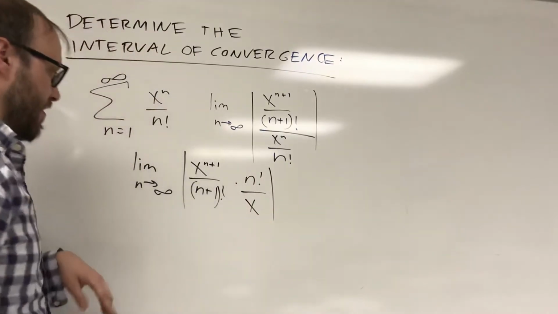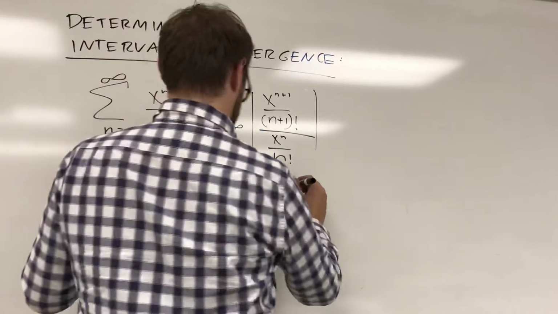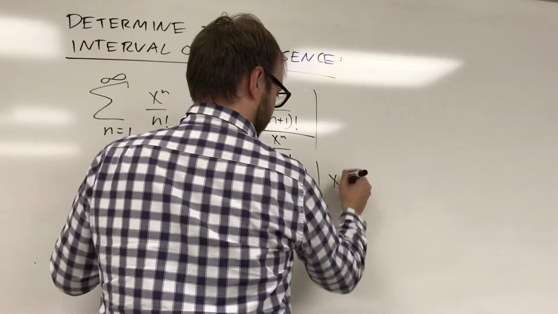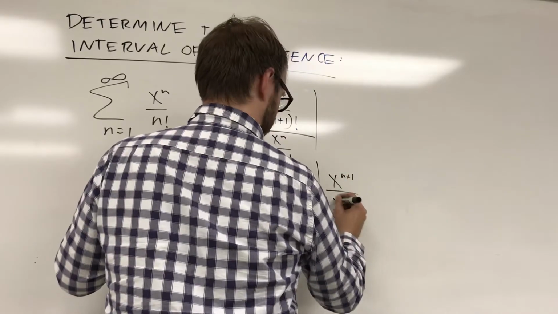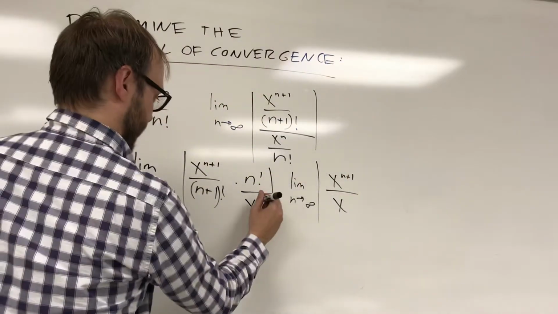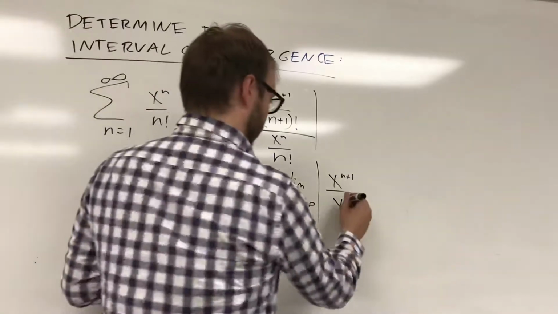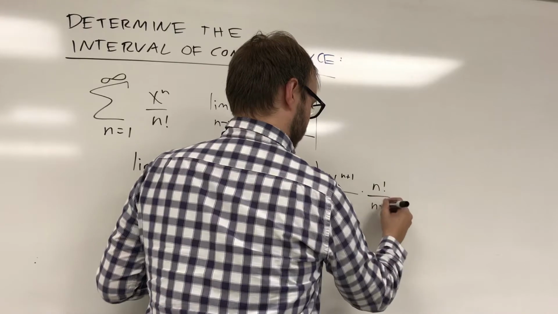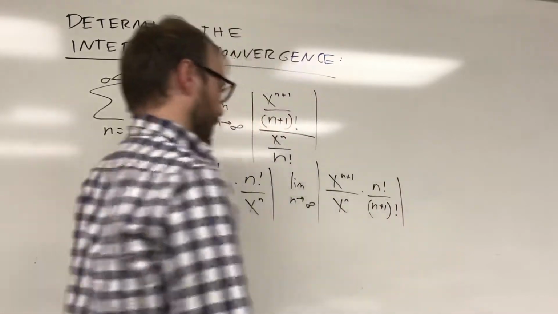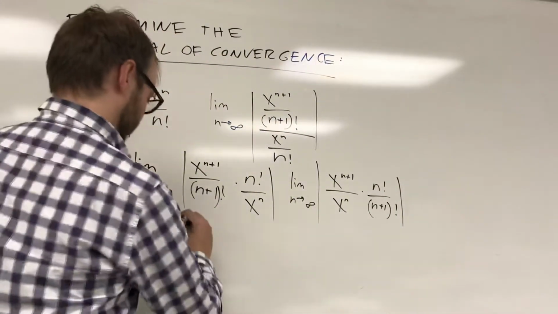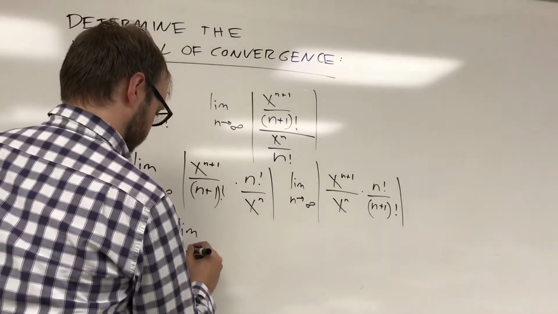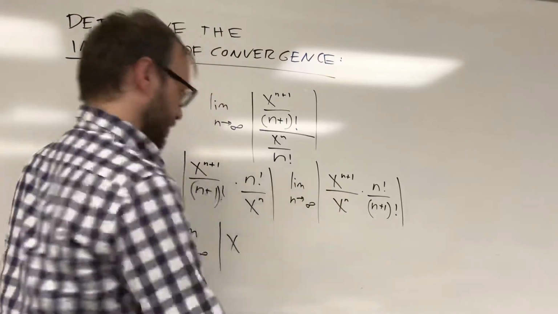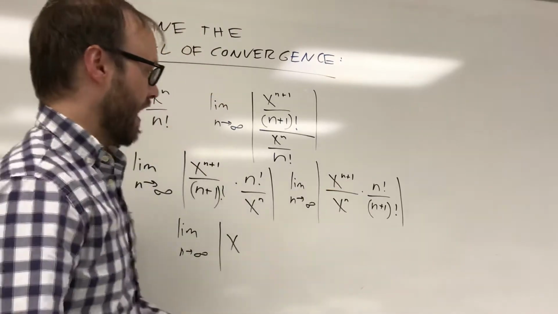And anyway, if you do a little simplifying here, you get the limit as n approaches infinity, and you can kind of group things. You've got an x to the n plus 1 over an x to the n, being multiplied by an n factorial over an n plus 1 factorial, okay? And so what's going to end up happening here is you're going to get a limit as n approaches infinity. All of the x's except for 1 cancel, so you're just left with a single x there because you have one more in the numerator.